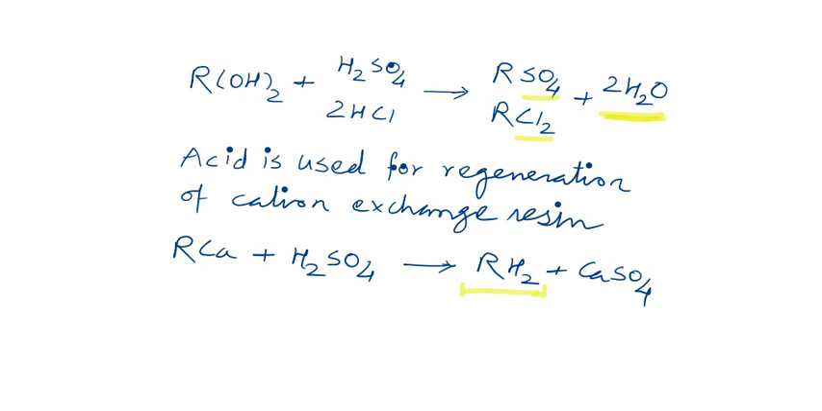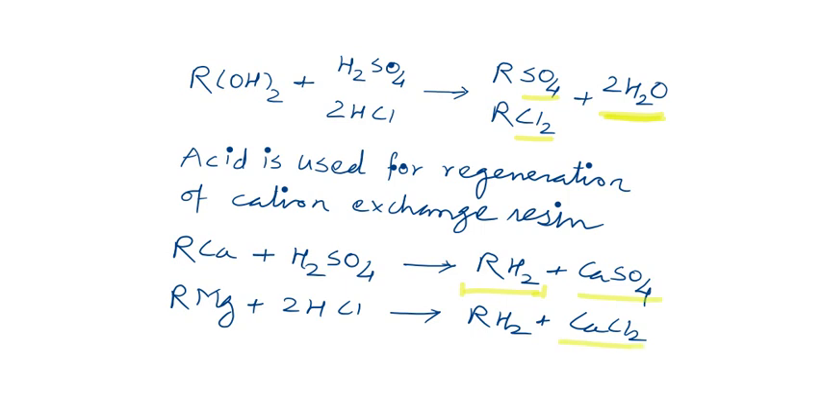If HCl is added, then it will give RH2 plus calcium chloride. All this calcium sulfate and calcium chloride is part of washing. It goes to sink.